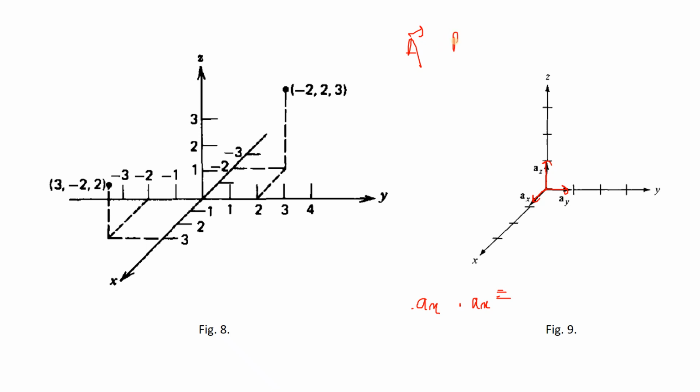Now tell me, if you take two vectors, vector A and vector B, and take the dot product, then what is the equation? Can anyone please tell? What will be the solution? If you take any two vectors and perform the dot product, what will you get?